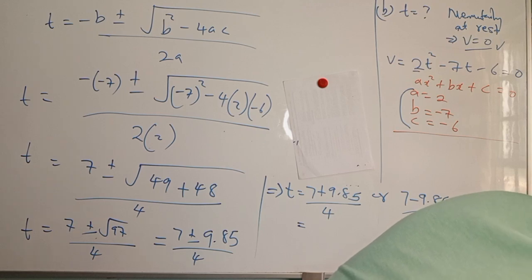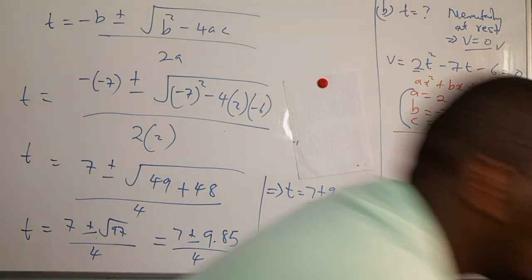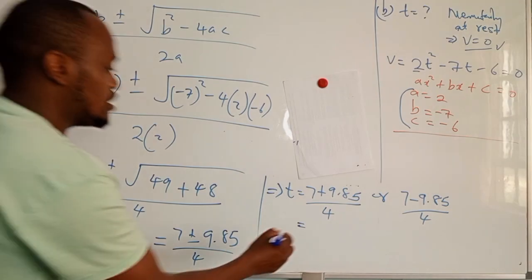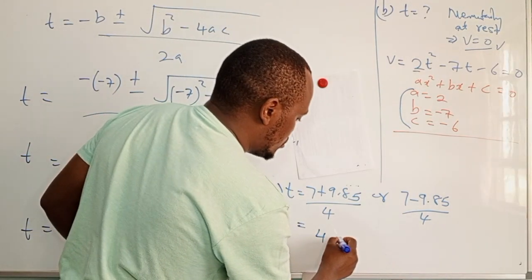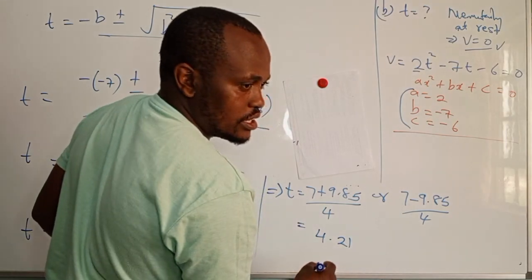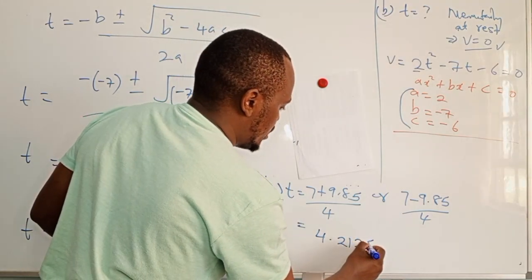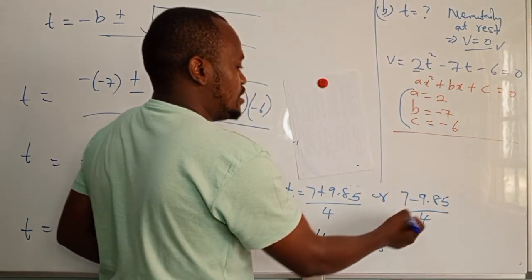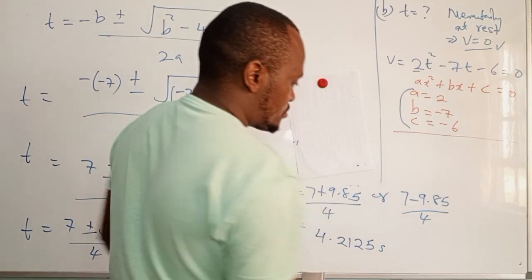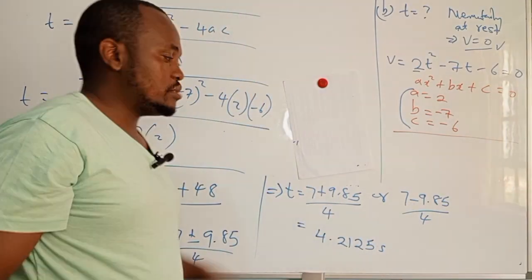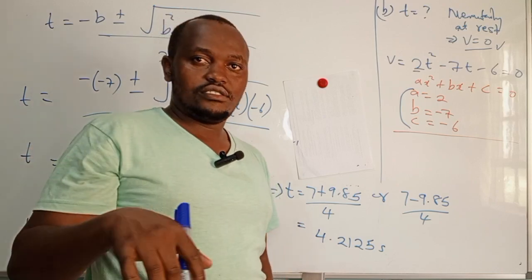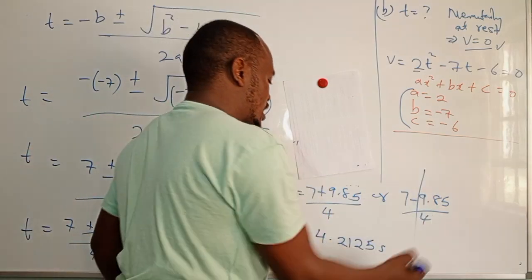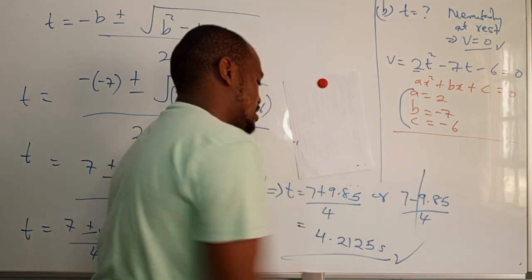16.85 divided by 4 is 4.2125 seconds. Then this one is negative. This is negative because it's 7 minus 9 and time cannot be negative. Time cannot be negative. So this is the answer.